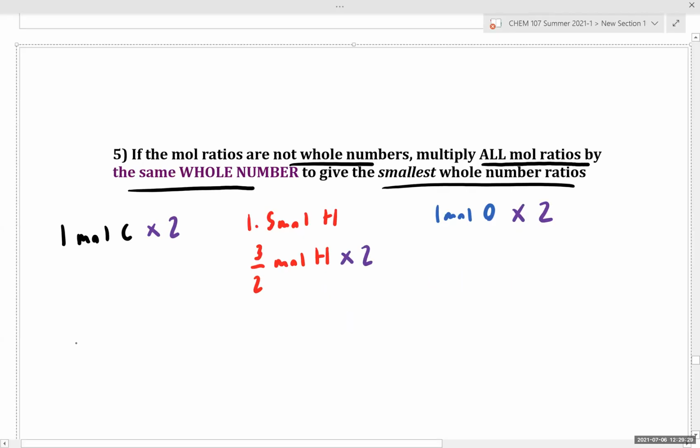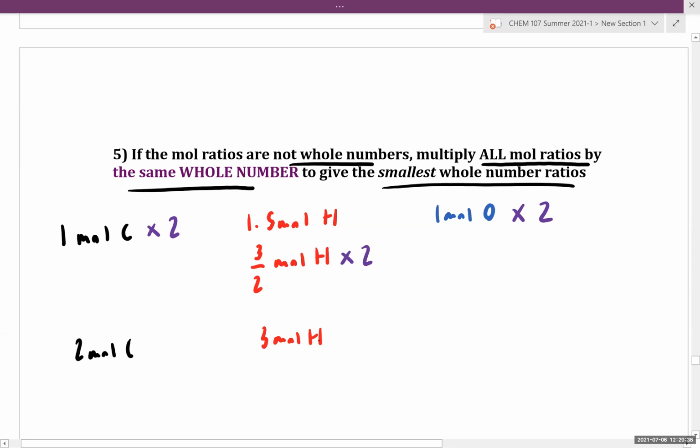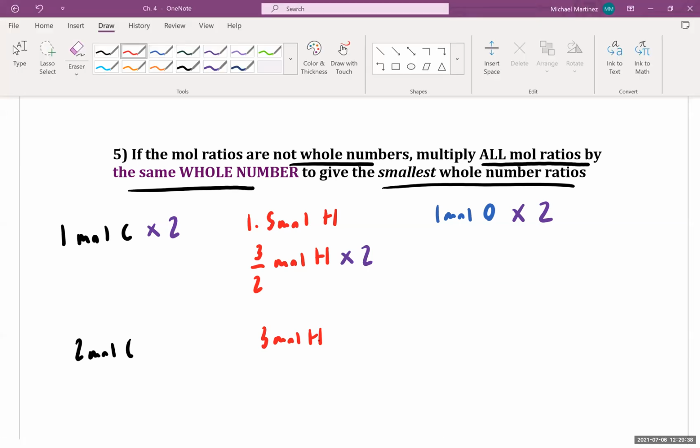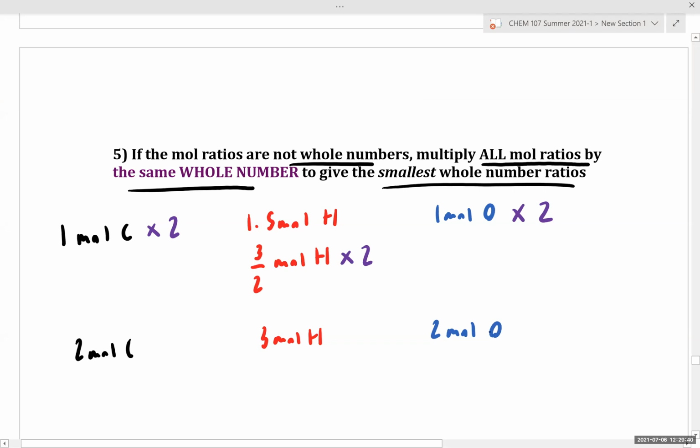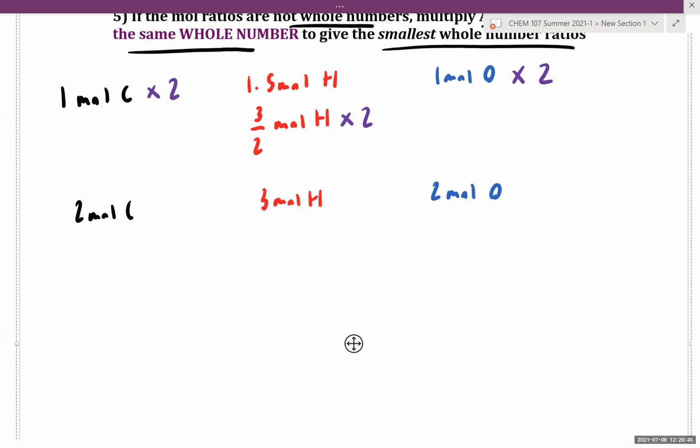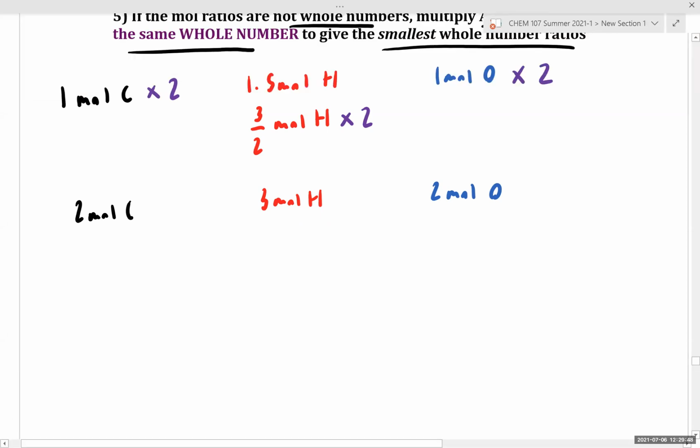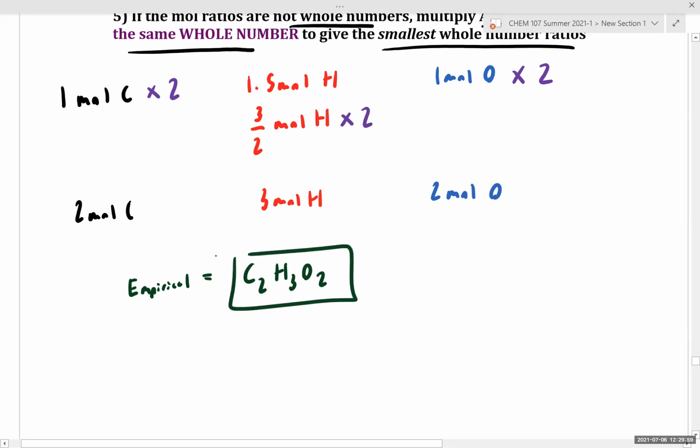That in turn gives us 2 moles of carbon, 3 moles of hydrogen, and 2 moles of oxygen, which gives us an empirical formula of C2H3O2. Does that make sense to everyone?